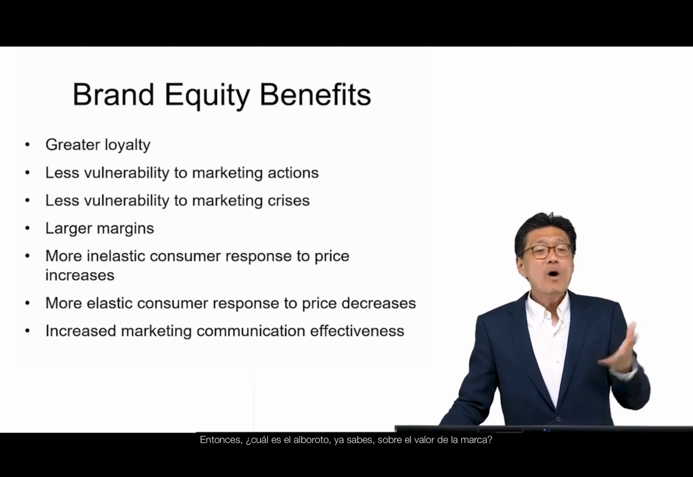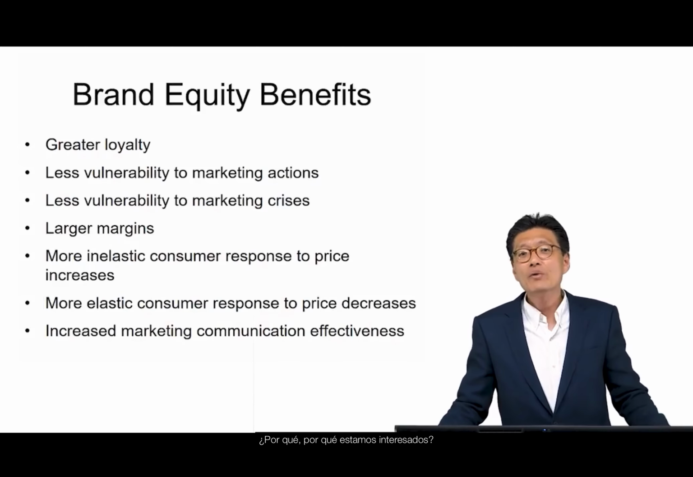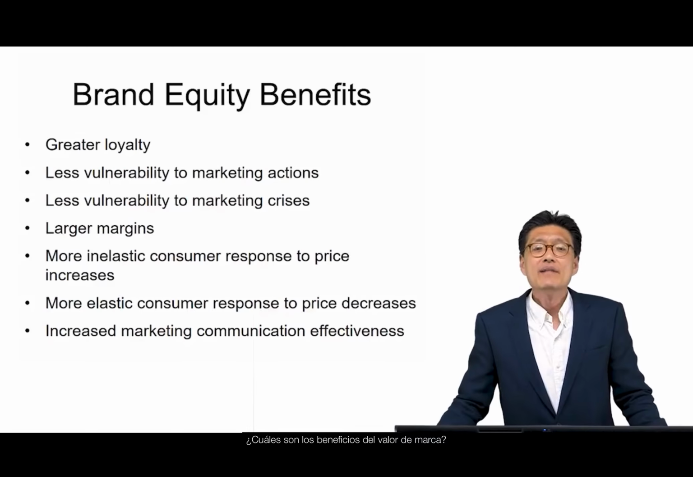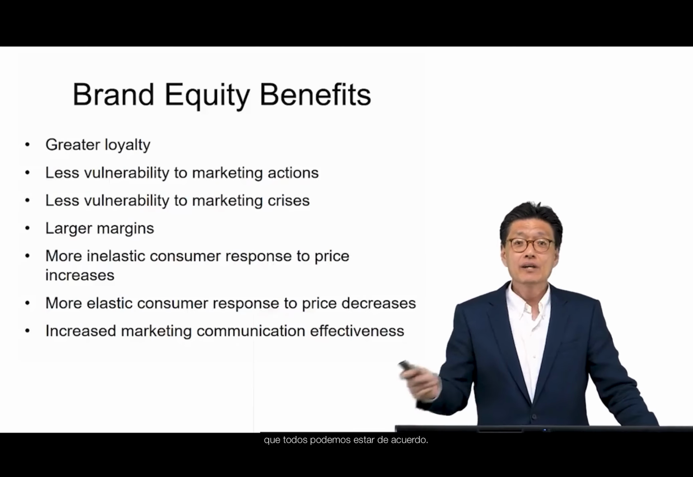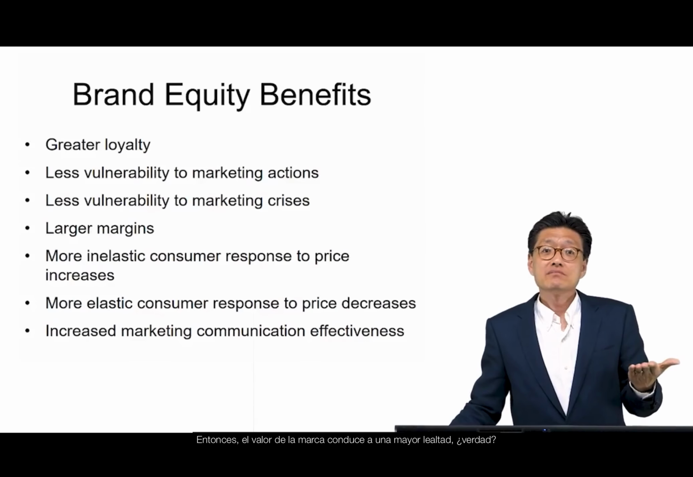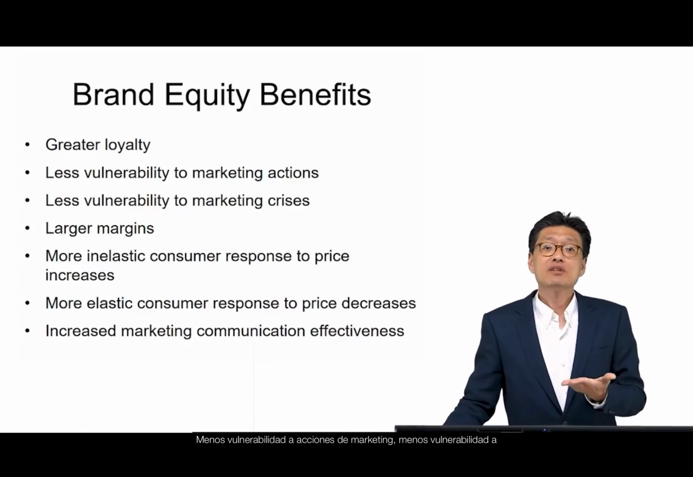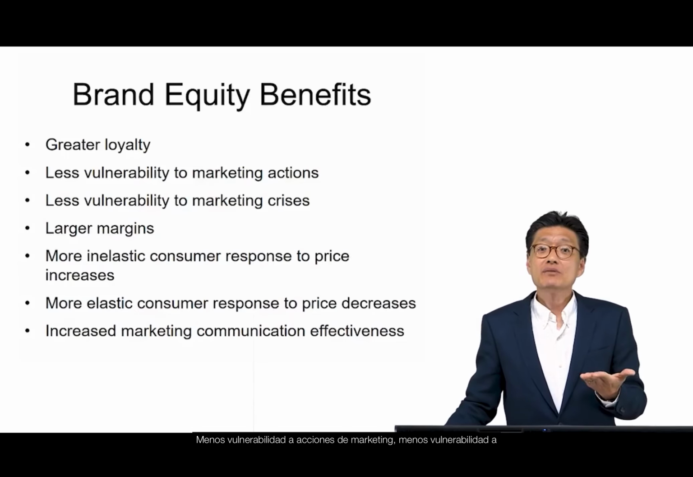So what's the fuss about brand equity? Why are we interested? What are the benefits of brand equity? So we said that brand equity is a good thing, which I think we all can agree on. So brand equity leads to greater loyalty, right? Less vulnerability to marketing actions, less vulnerability to marketing crisis.